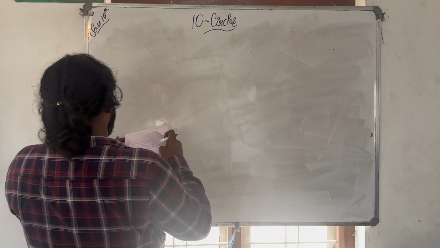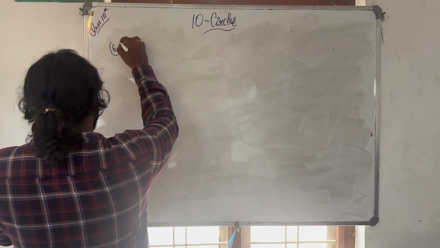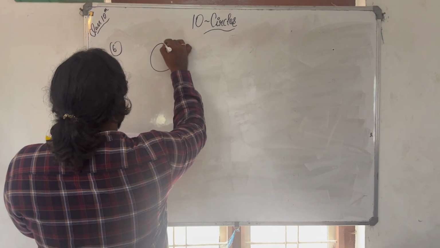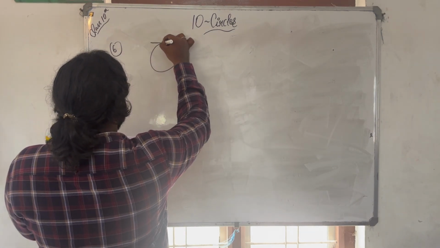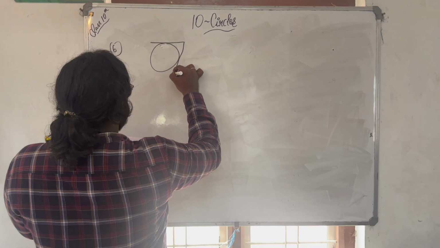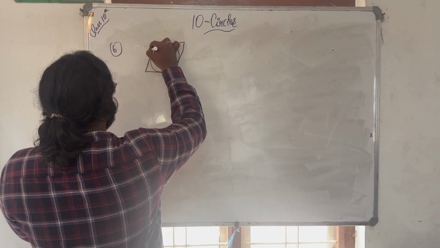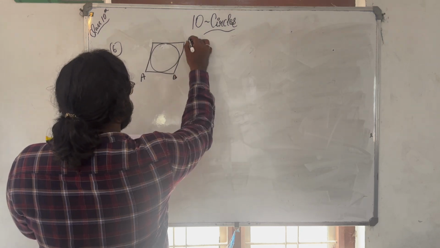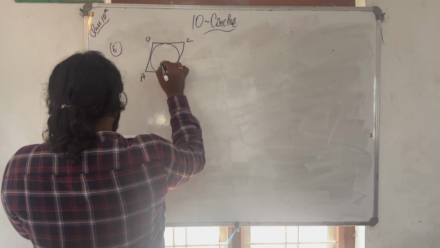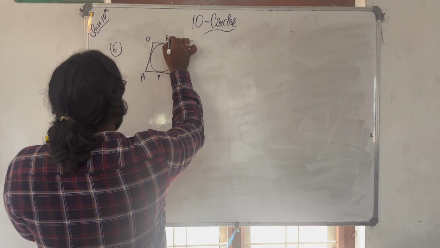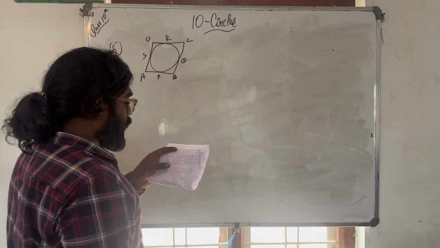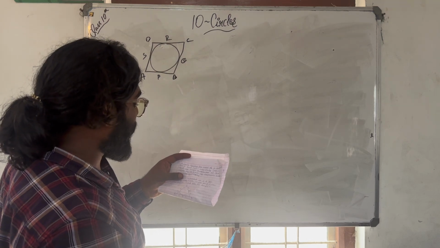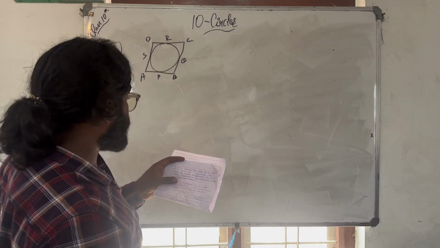6th question, a circle touches the sides of a quadrilateral, sides को टच करता है, राइट। A B C D P Q R S respectively. Show that the angle subtended at the center by a pair of opposite sides is supplementary.